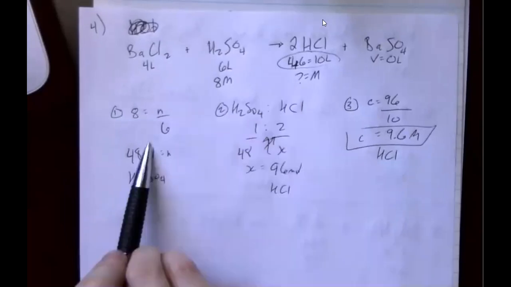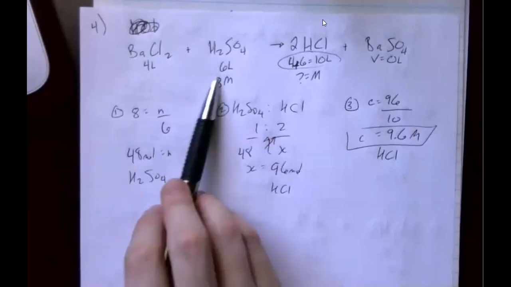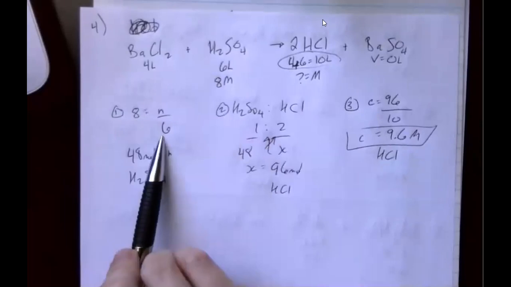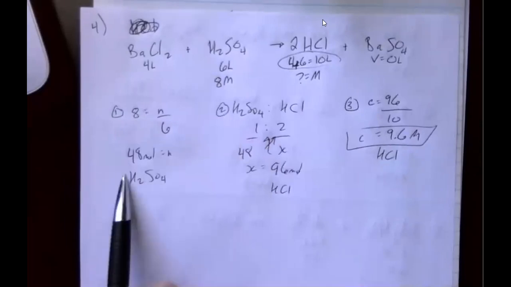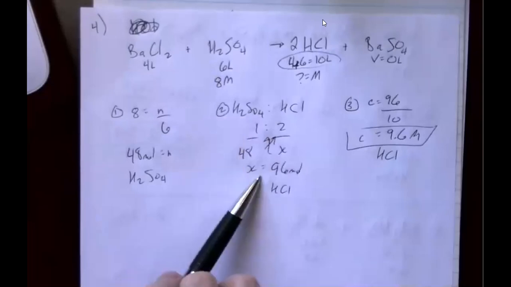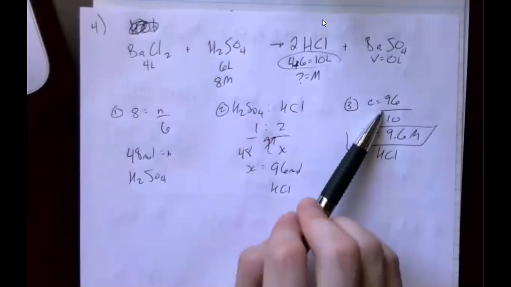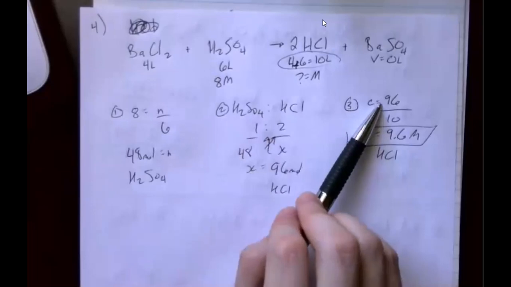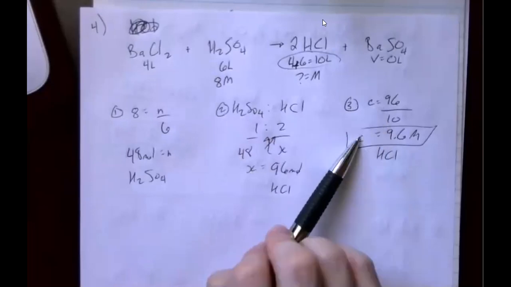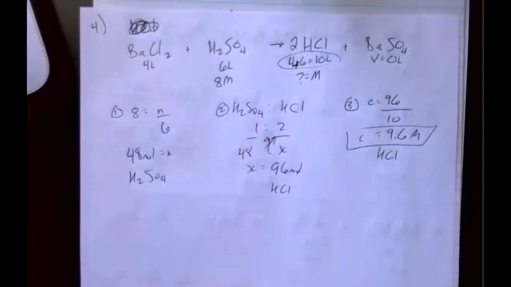So we start with C equals N over V, as usual, and plug in our concentration and our volume of our sulfuric acid, and you should get 48 moles of sulfuric acid. It is then a 1-to-2 ratio between sulfuric acid and hydrochloric acid, so you should get 96 moles of hydrochloric acid. And then you go back to C equals N over V, plug in the moles that we just solved for, plug in our 10 liters, and when we divide, we get 9.6 molar as our concentration of hydrochloric acid.